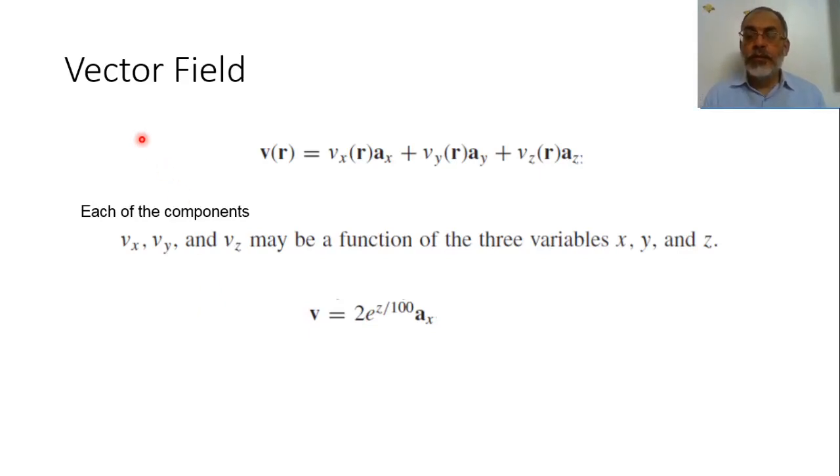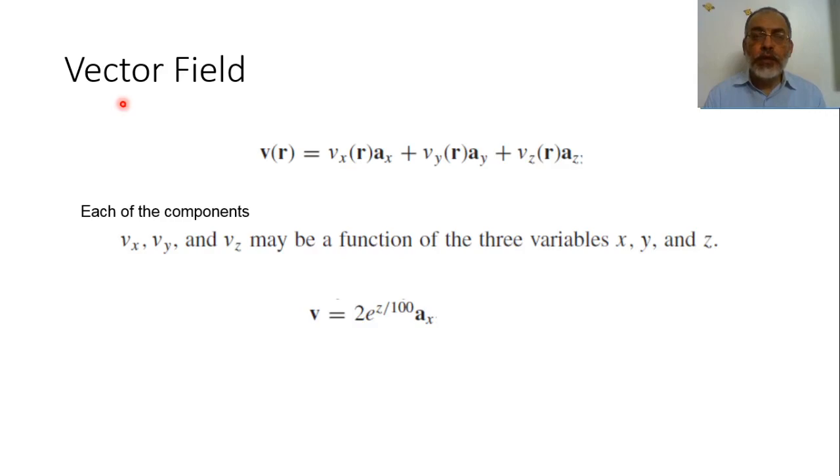Hello everyone. We have seen in the previous video how we can represent the vector in Cartesian coordinates, and we have seen that the vector can be represented as x component in x direction, y component in y direction, and z component in z direction. Now we are going to mention what is meant by vector field.